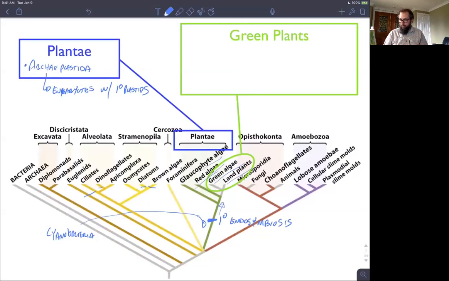Then how did we end up with these other photosynthetic lineages? Well, those photosynthetic lineages are actually the result of one of these unicellular ancestors of our Archaeplastida being engulfed by other eukaryotic ancestral cells. And so those gave rise independently to other photosynthetic lineages. So all of these are the result of secondary endosymbiotic events.